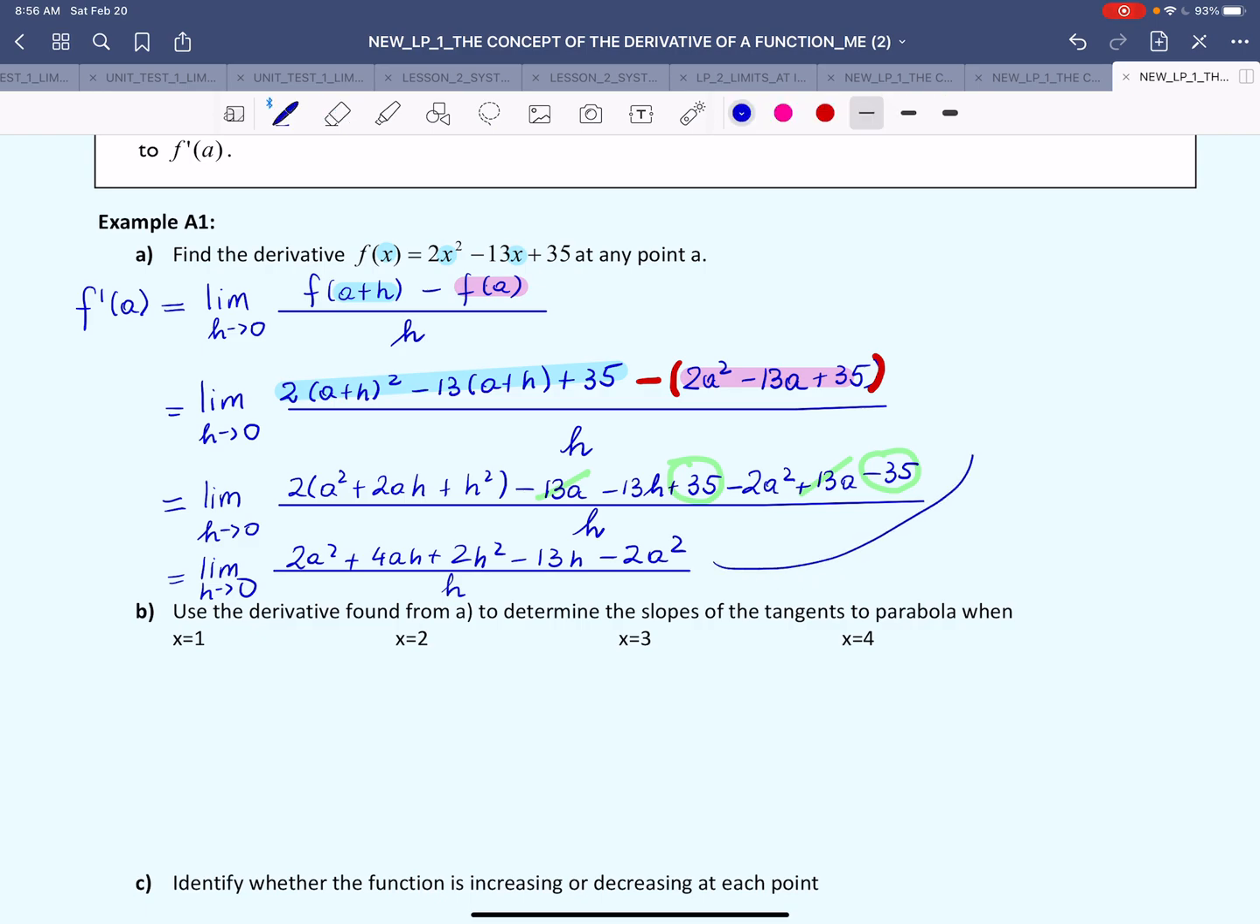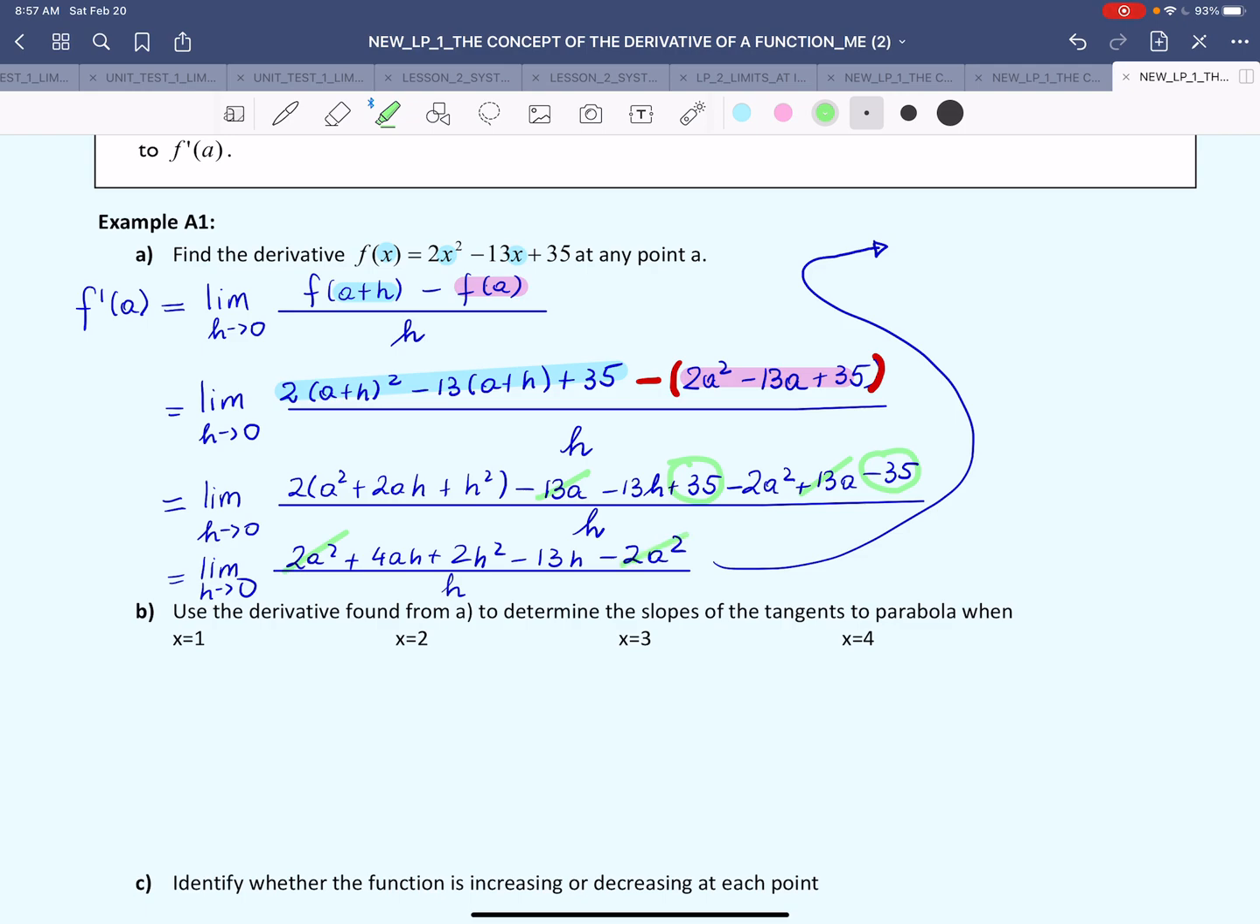Okay, so I'm going to take my work here now, and we're going to simplify some more. Now remember that whenever you find the derivative of a function, all the terms in the numerator that have no h will simplify. So the only terms that will be left in the numerator here will be terms that have h as a factor. It can be power 1, power 2, power 3. It depends on the function. But what I'm trying to say is that this 2a squared and negative 2a squared will simplify.